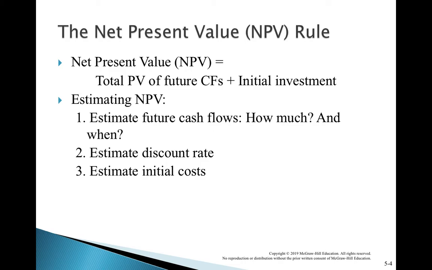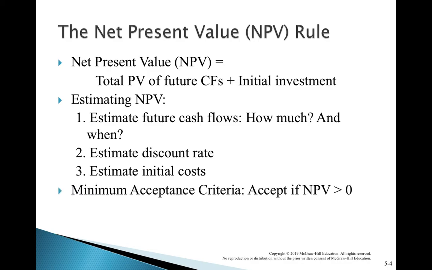So these are the 3 steps you have to do. Number 1, future cash flows, how much and when. Number 2, discount it. For that, you need a discount rate, 10%. Number 3, estimate initial cost, minus 15,000. Then you talk about minimum acceptance criteria: when to accept, when to reject.